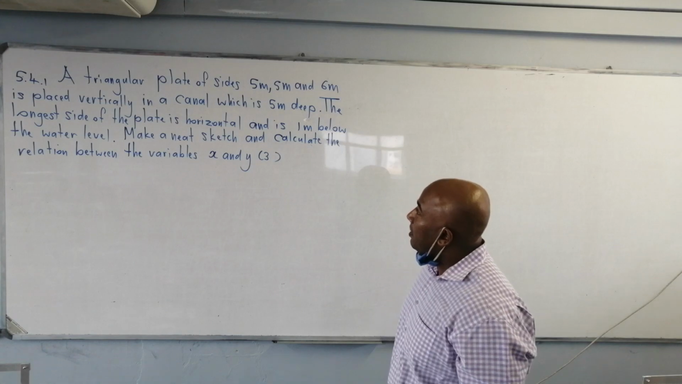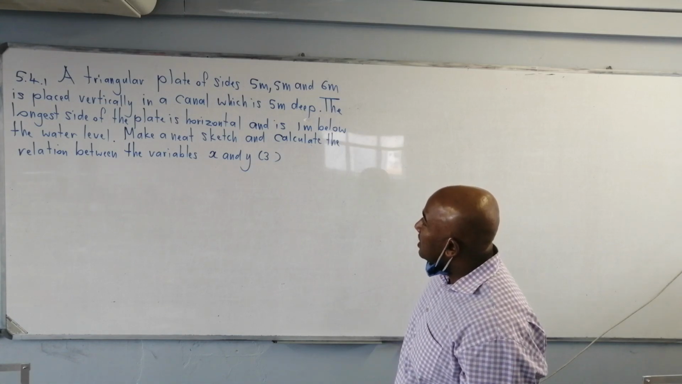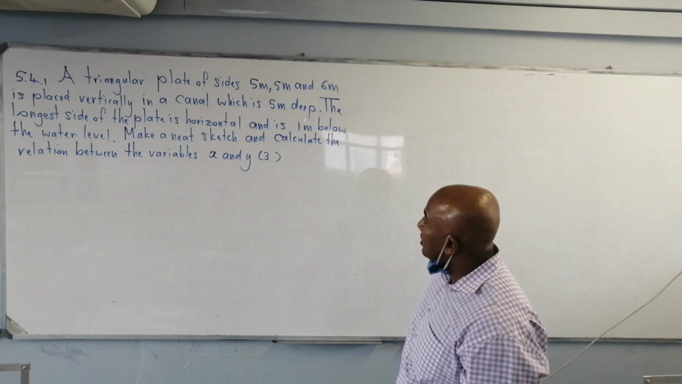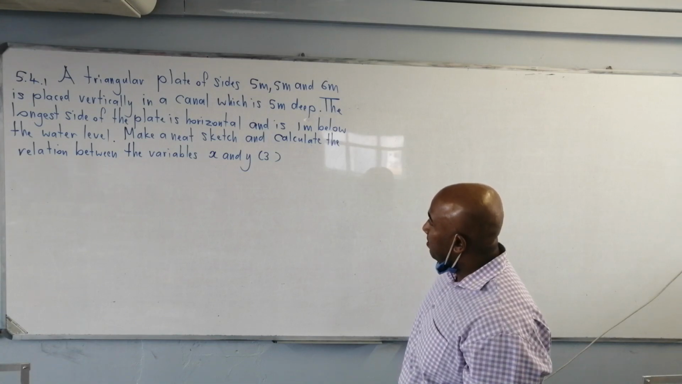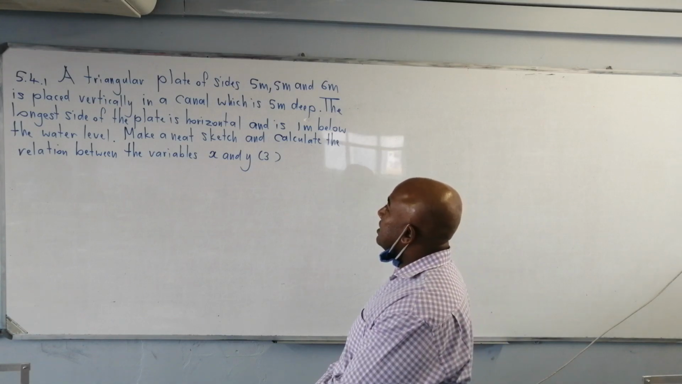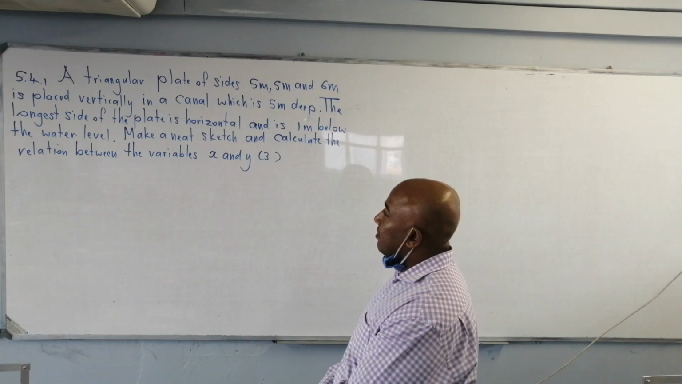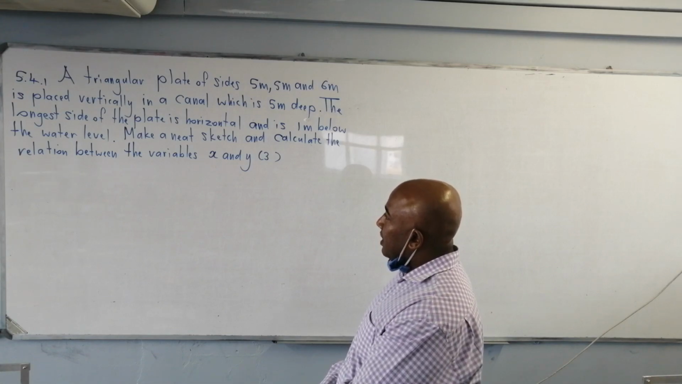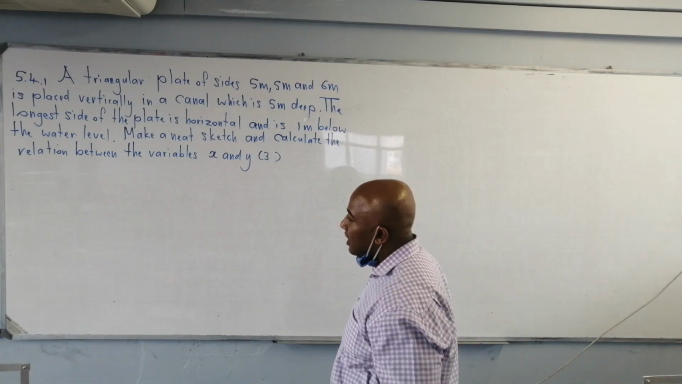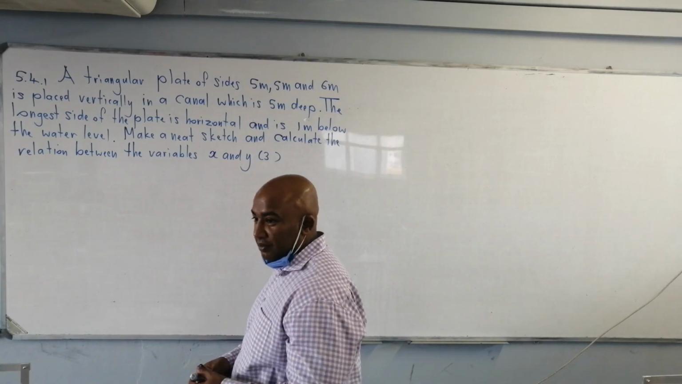Alright, so a triangular plate of sides 5, 5 and 6 meters is placed vertically in a canal which is 5 meters deep. The longest side of the plate is horizontal and is 1 meter below the water level. Make a neat sketch and calculate the relation between the variables x and y.